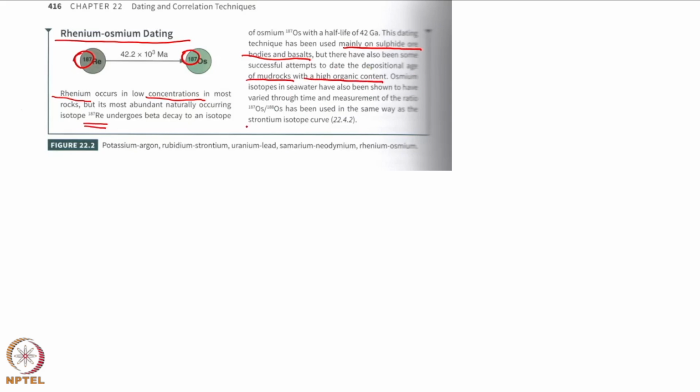Earlier I described how the strontium isotope curve can be used to get an idea about the age of the rock. A similar technique has been applied with the 187 Os divided by 188 Os ratio, because the osmium isotopes in sea water have also varied through time.